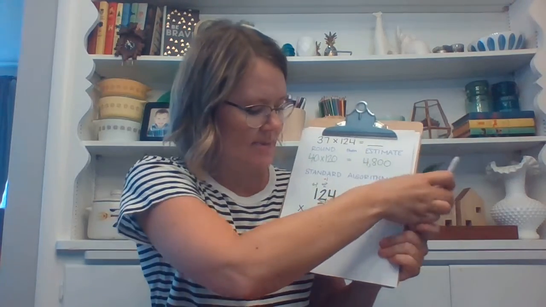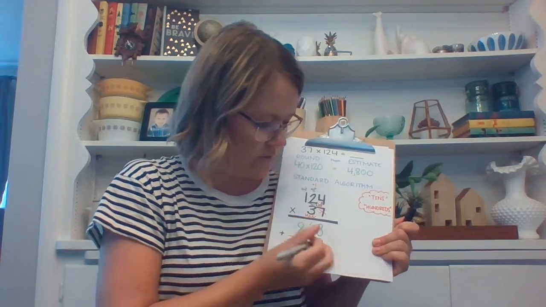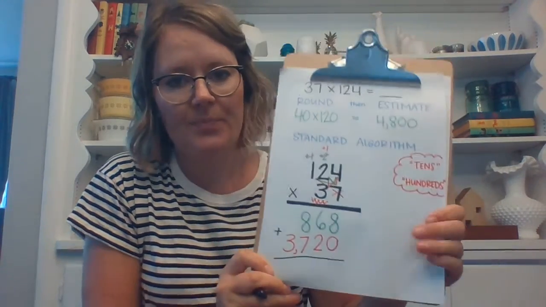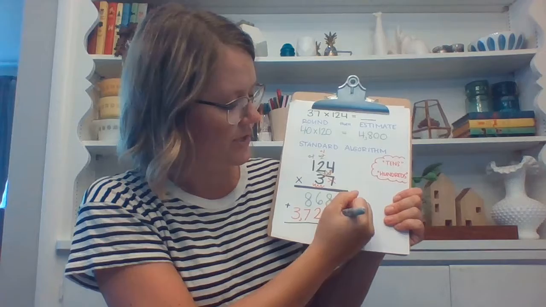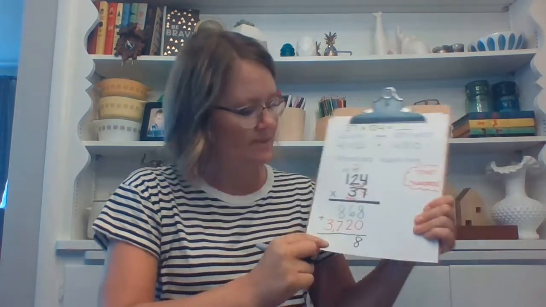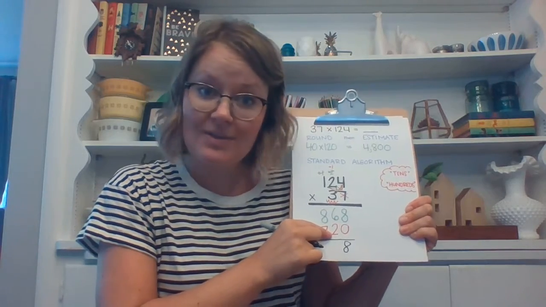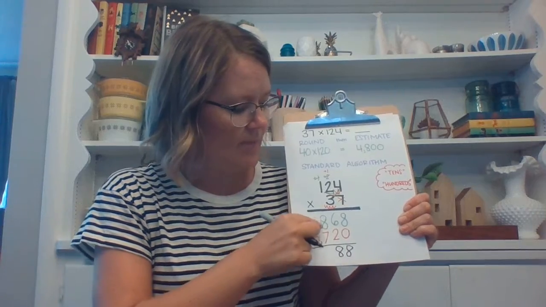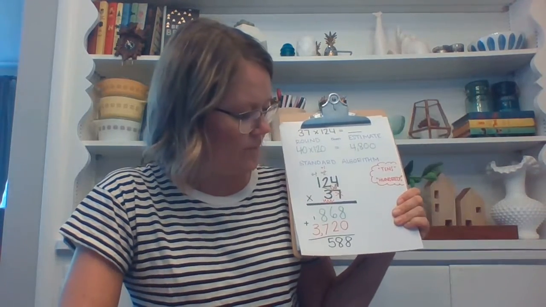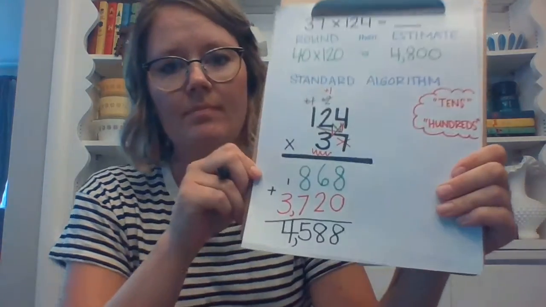All right. The next step I have to do now is to add those two totals up. Okay, getting a little crooked here. 8 plus 0 is 8. 6 plus 2 is another 8 tens. 8 plus 7 is 15. Carry that 1. Plus 3 is 4. Now I've got the answer.